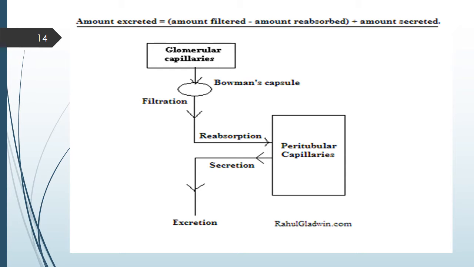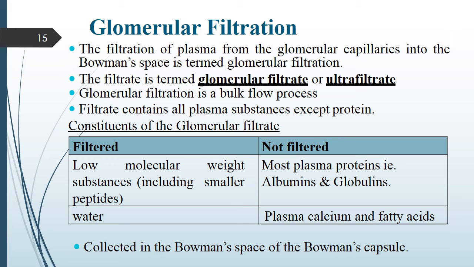This is the schematic representation of urine formation. The amount of excreted urine is equal to the amount filtered, minus the amount reabsorbed, plus the amount secreted. First, we go through glomerular filtration.